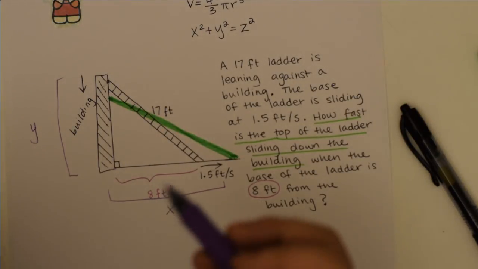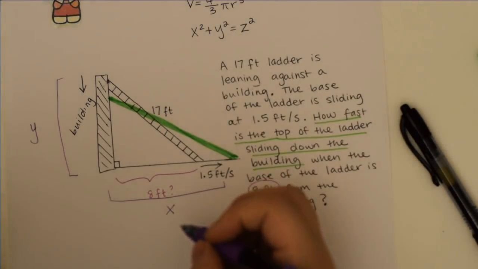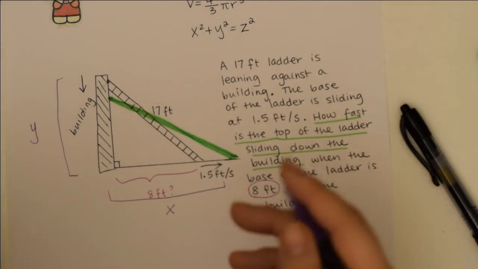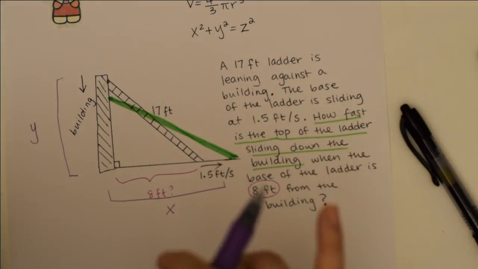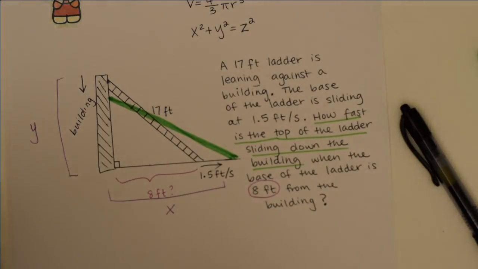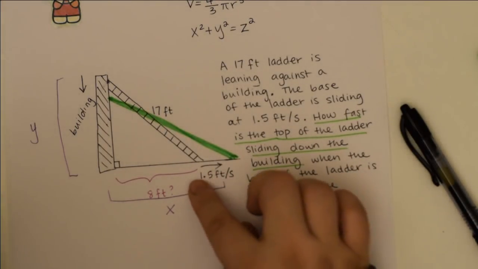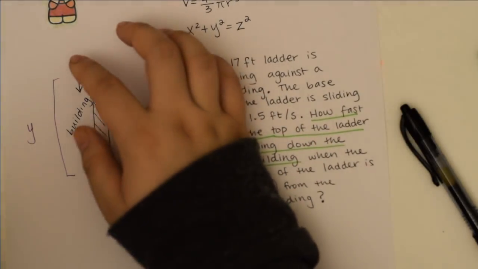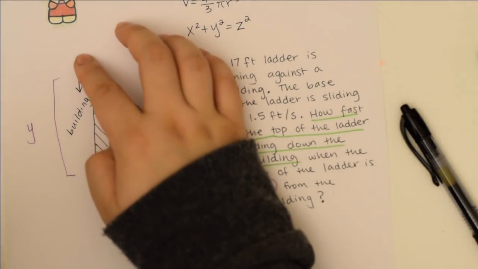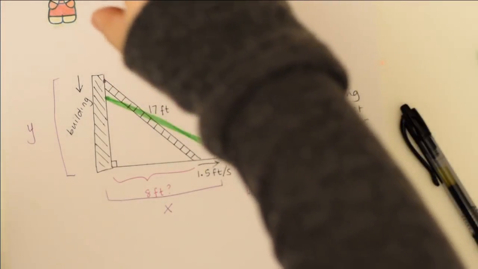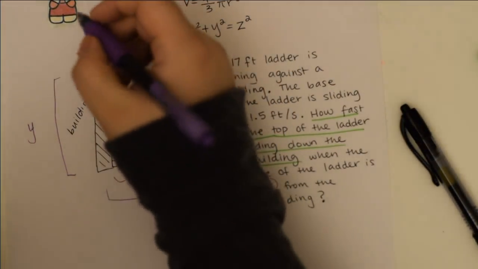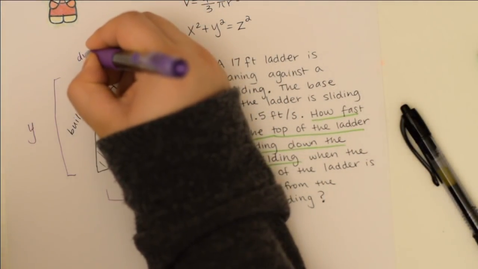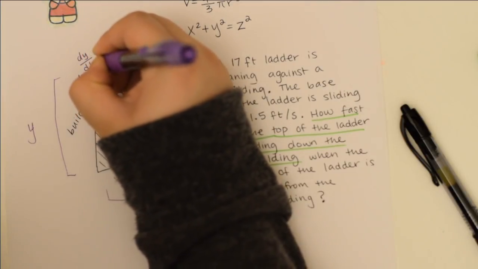Whatever X and Y are, they are functions of time, because it's changing at this rate. X is changing at this rate, and I'm looking for what rate Y is changing. How fast is it sliding down? The real question is we're trying to find dy/dt.